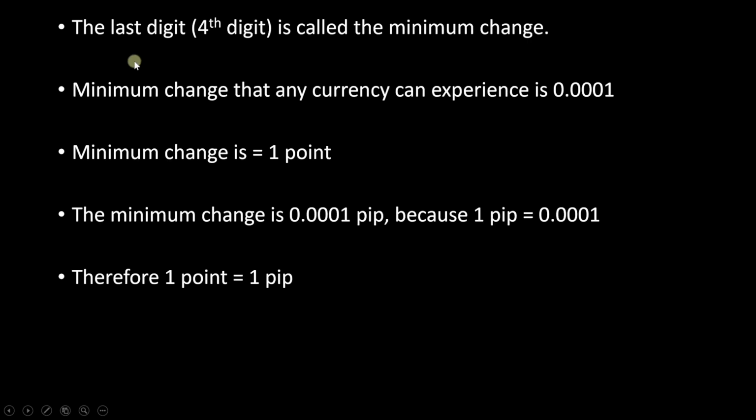The last digit is called the minimum change. The minimum change that any currency can experience is 0.001, which is 1 point or a 1 pip. So the minimum change is 1 point. That is the minimum change you can trade in Forex. So the minimum change is 0.001 pip, because 1 pip is equal to 0.001. Therefore, 1 point is equal to 1 pip.